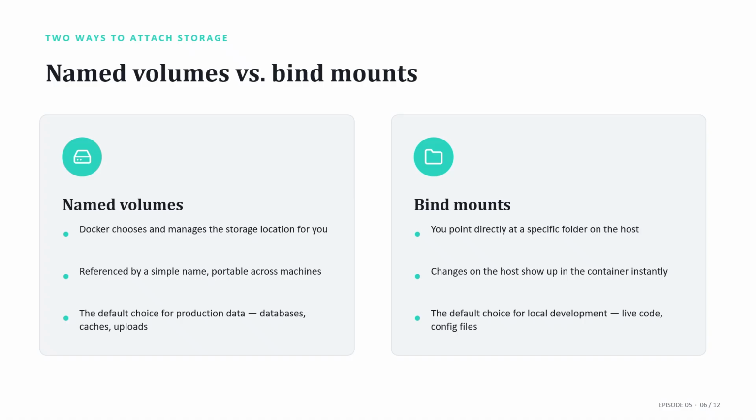There are two ways to attach storage like this, and they solve different problems. Named volumes. Docker chooses and manages the storage location for you, referenced by a simple name, portable across machines, the default choice for production data like databases, caches, and uploads. Bind mounts. You point directly at a specific folder on the host, and changes on the host show up in the container instantly, the default choice for local development, live code, config files.